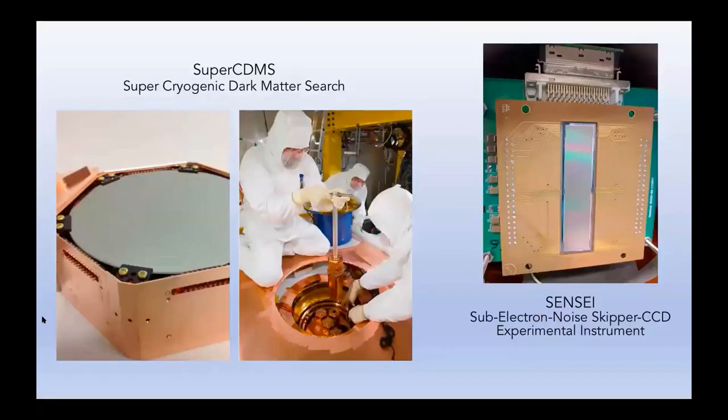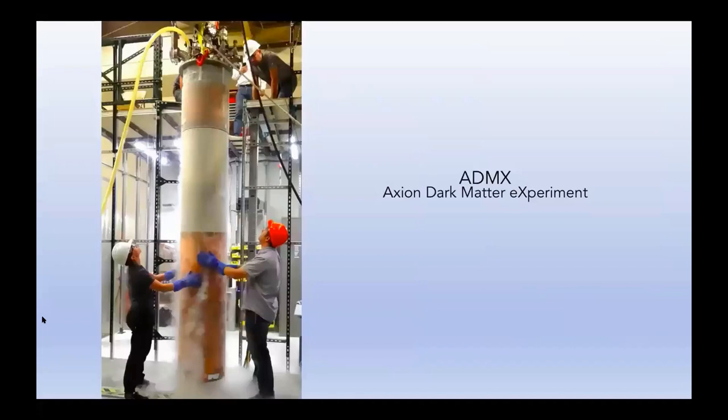Super CDMS sensors, made of germanium and silicon, are used to search for interactions of weakly interacting massive particles that may constitute the dark matter observed in the universe. Sensei scientists are using innovative sensors called Skipper CCDs to search for the lightest dark matter particles anyone has ever looked for. The Skipper CCDs are also useful in the field of quantum optics. Using a large magnet, a microwave cavity, and ultra-sensitive, low-noise quantum electronics, ADMX is testing the theory that galactic dark matter halos could be made of particles called axions.